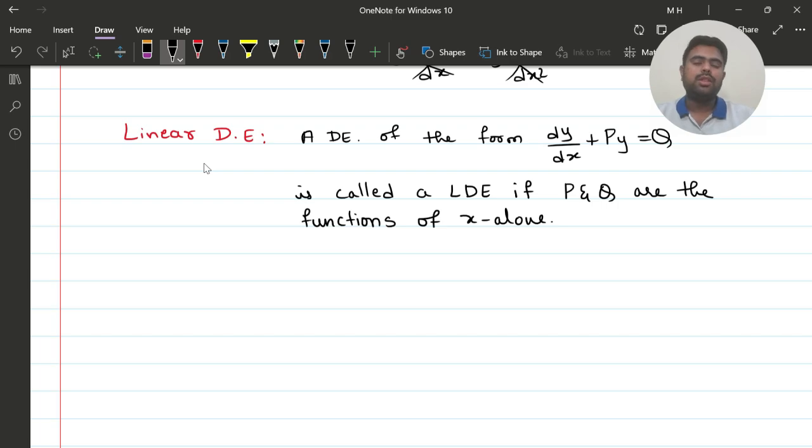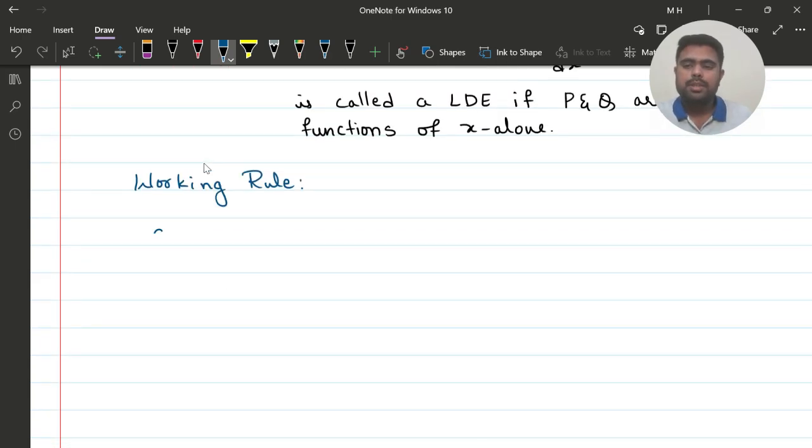Now, how to solve this differential equation? The theory of linear differential equations, learning that at the last moment before the exam, would be complicated. So I will just let you know how exactly you can solve any given linear differential equation in 3 simple steps. I will just mention the working rule of how to solve a linear differential equation, and I will split it into steps.